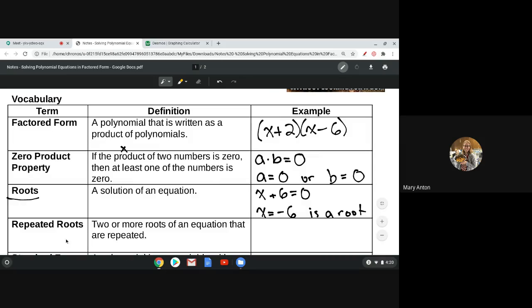And repeated roots is two or more roots of an equation that are repeated. In other words, sometimes you'll have the same solution more than once, and we'll see examples like that.